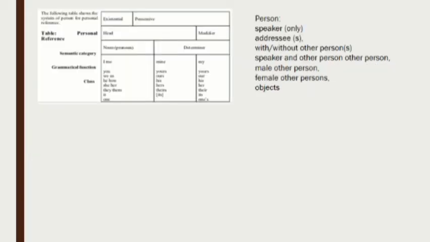The category of persons includes three classes of persons. For the table of personal reference, the first semantic category is two: existential and possessive. For grammatical function, it is head and modifier, noun and pronoun and determiner. From the class: I, me. For the possessive: mine, yours, ours, or my, your, our.